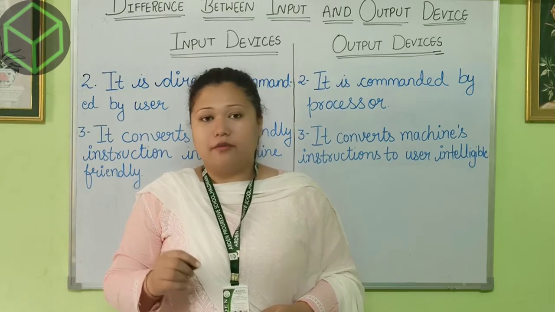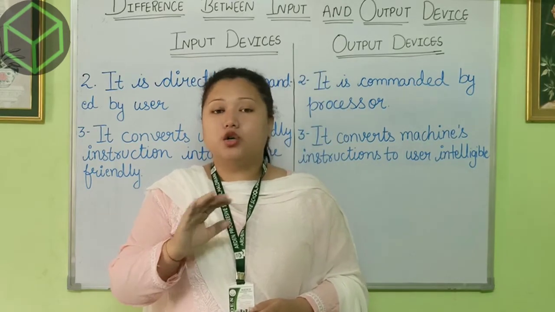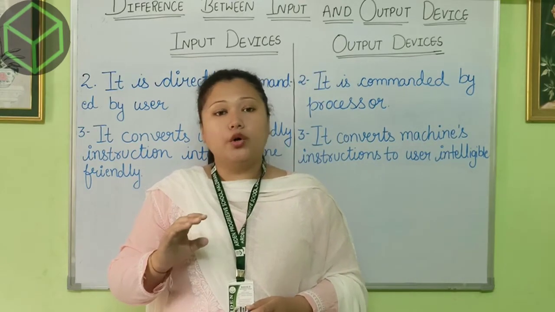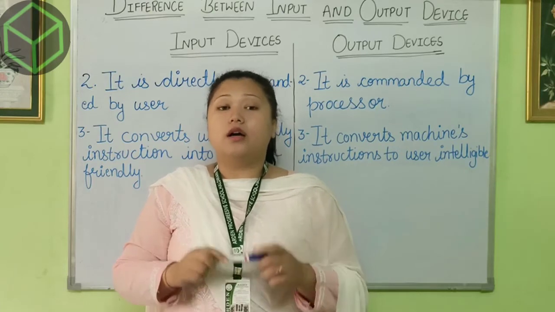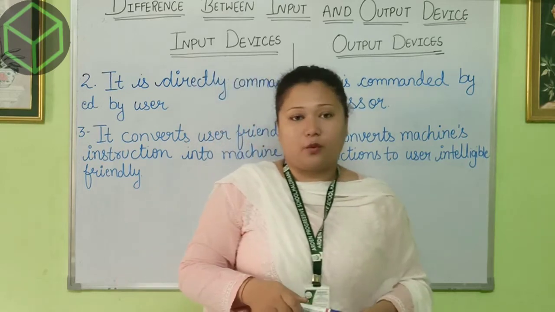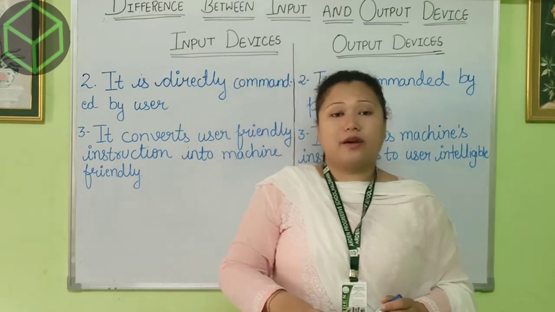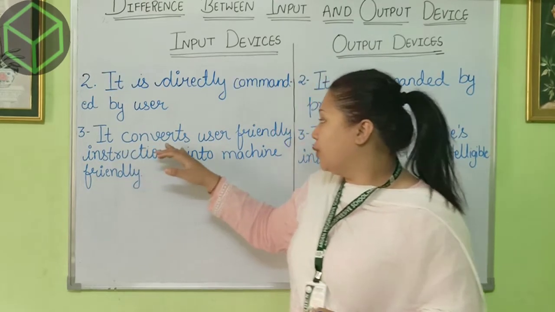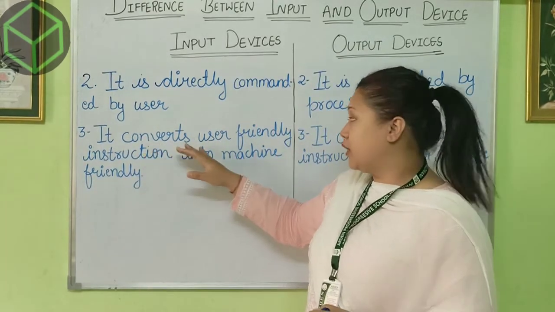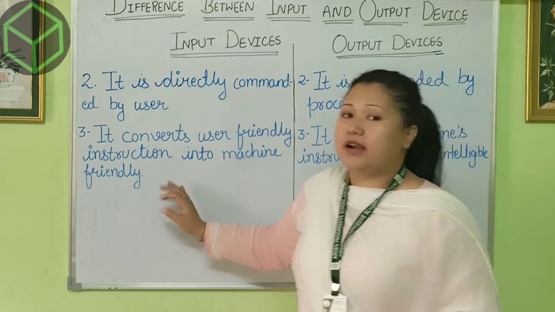Say we are writing Ram is a good boy. The computer doesn't know about Ram, and doesn't know what good is. So the input device converts it into machine language, computer language. This way the input device converts user friendly instructions into machine friendly.